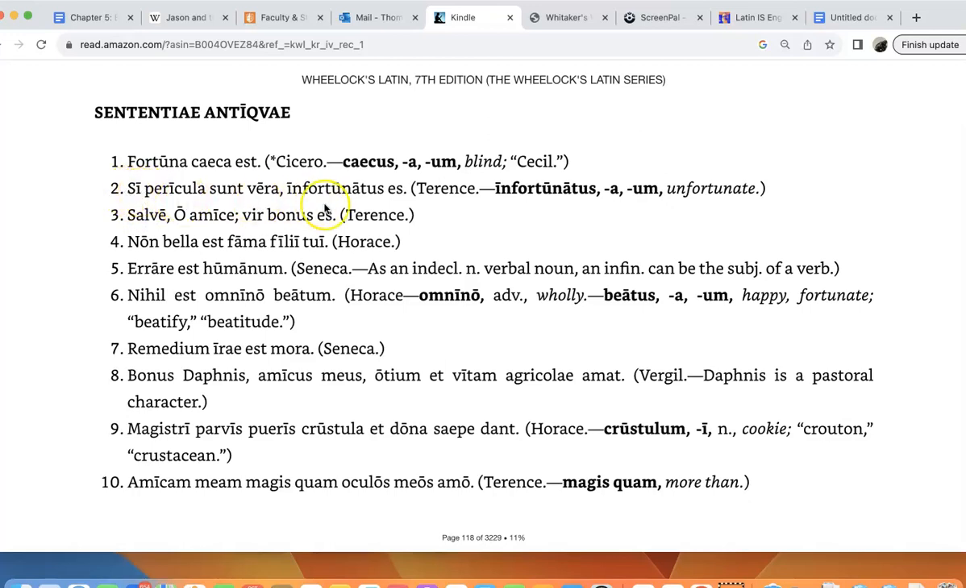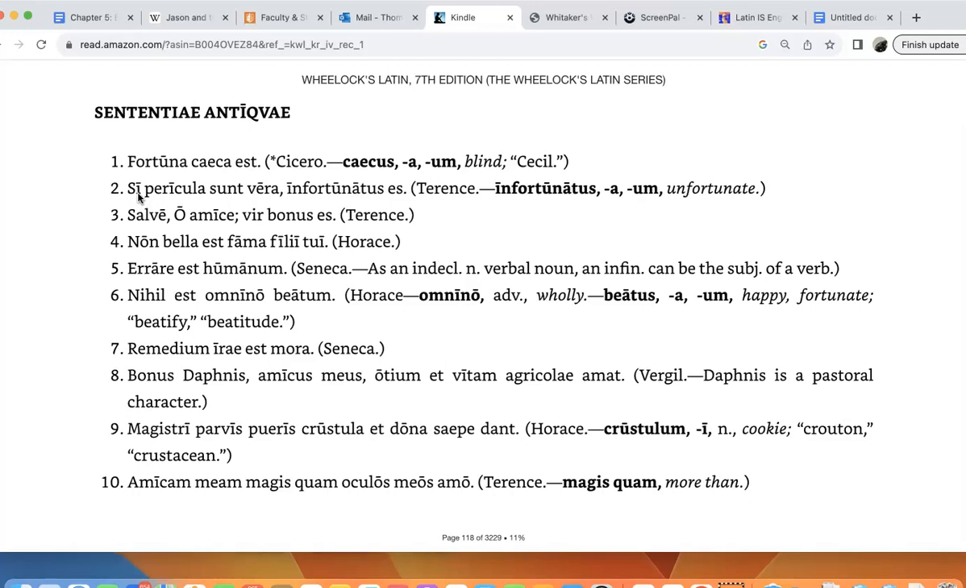Si pericula sunt vera, infernatus es. So here we have Terence, who is a Latin writer in the comedic tradition. I think we mentioned before that oftentimes for Terence and Plautus, I don't have the context here, but they may sound weighty, but they're probably meant in a kind of humorous, ironic way. But again, I don't have that. This is not a scholarly edition of a Latin textbook. That is to say, it doesn't give us citations. But it is from Terence.